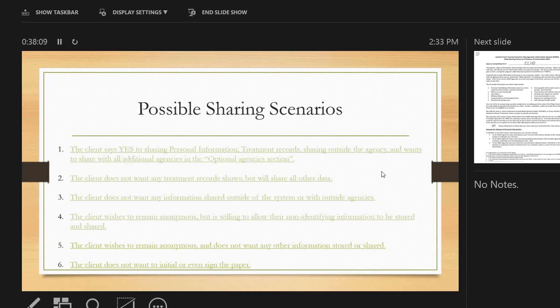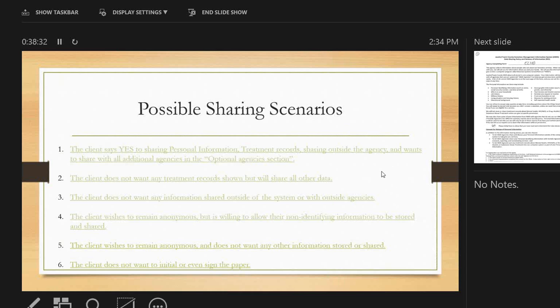So clients don't have to answer, but we definitely want folks to know that we're sharing their services for a reason. The more information we have, the more open the system is, the easier it is for staff members to talk to staff members at other agencies, the easier it is and the more effective services we can provide and the easier it is to coordinate their services. So we're sharing for a very, very specific reason, and that's to help provide them better services.